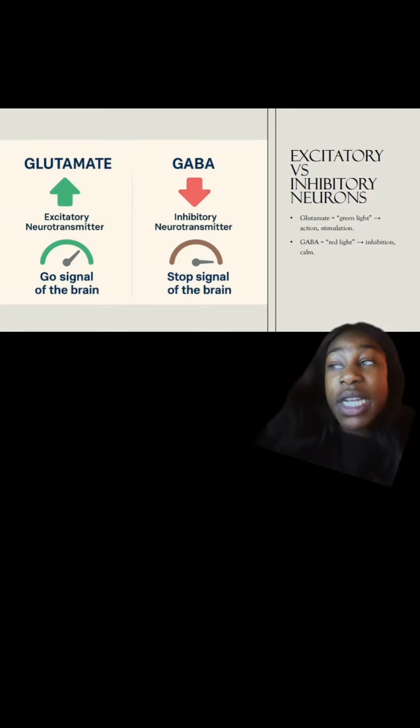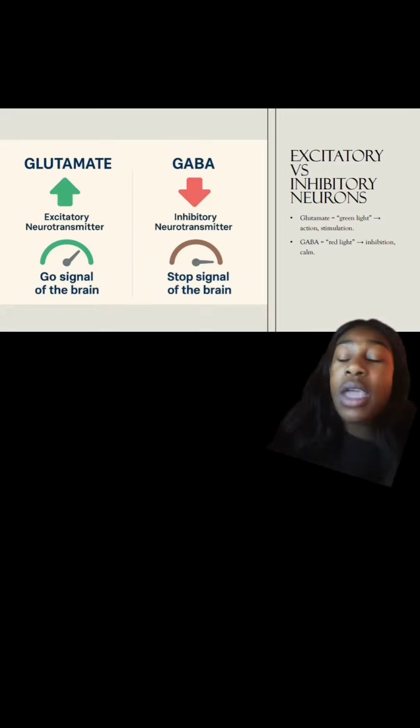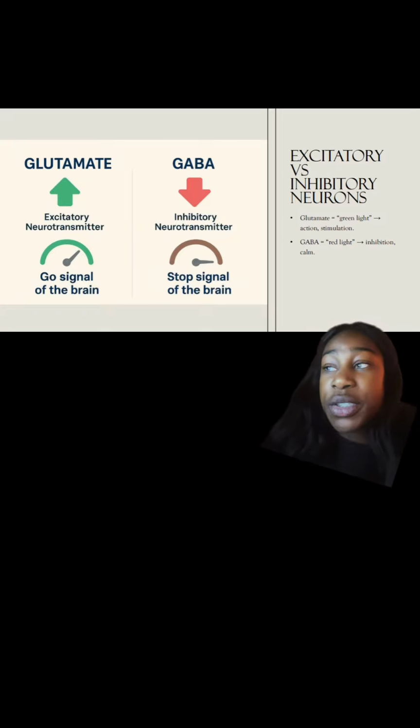Some of the receptors that glutamate can bind to are the NMDA receptor, the AMPA receptor, the kainate receptor, and the metabotropic glutamate receptor. For GABA, in the brain, it's produced from glutamic acid by the action of an enzyme called GAD. Both of these neurotransmitters interact with other neurotransmitter systems.